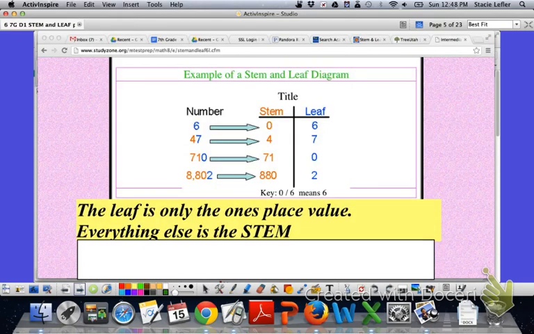It's important to understand that the leaf is only the ones place value. Everything else is the stem. So like the number 710, you pick just the ones place value to be a leaf, and the rest that's to the left of the ones place value becomes the stem.